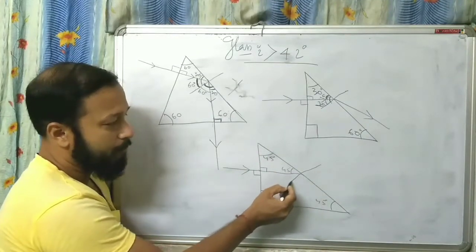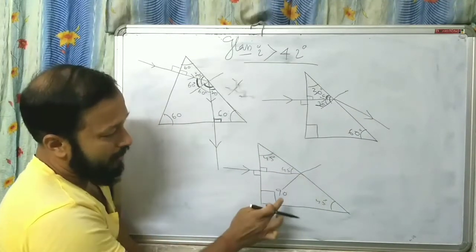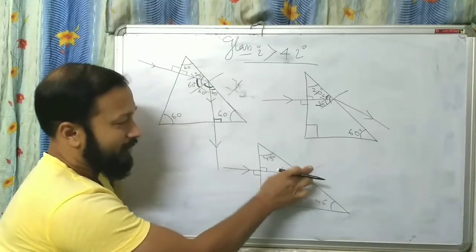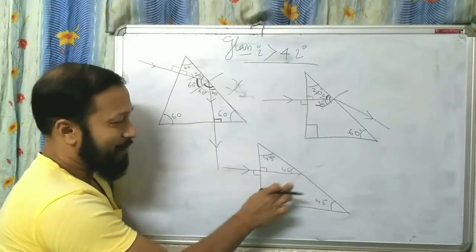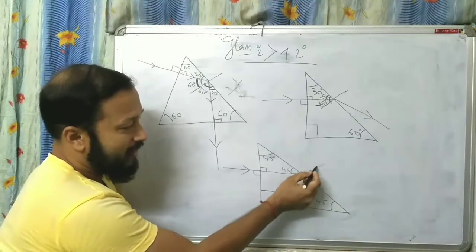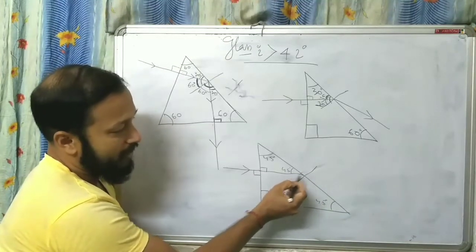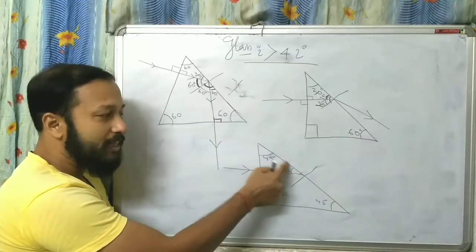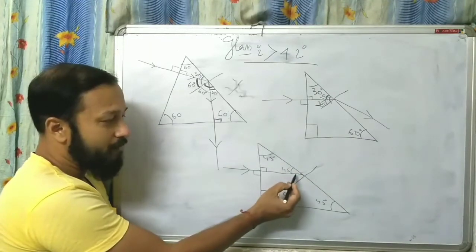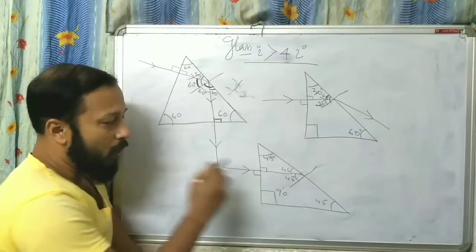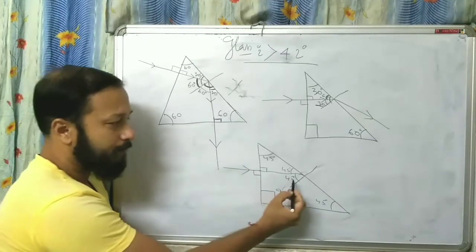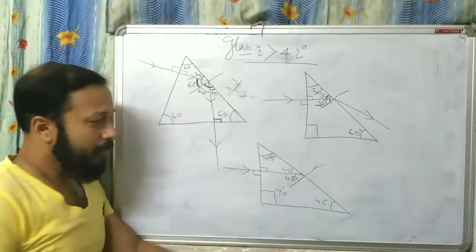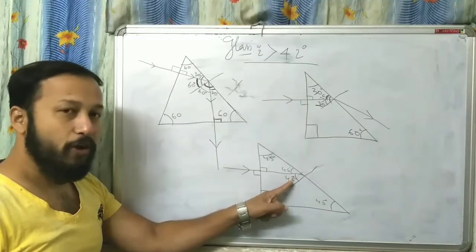And this normal is not looking like normal. Okay, let me draw it again. This is the normal. Okay, and we know that normal is making 90 degree with the surface. So this is 45. This much is also 45.